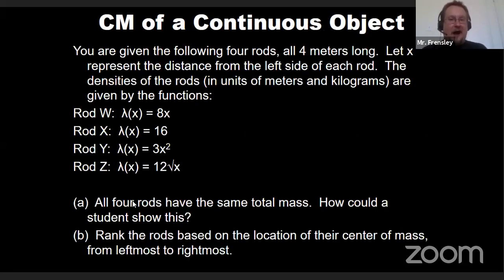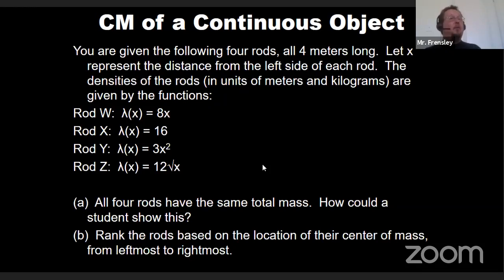You're given 4 rods. All of them are 4 meters long. Here are the different density functions for each one. Rods W, X, Y, Z have these density functions. Notice that the last one is the square root of x. And they're all 4 meters long. Part A: all 4 rods have the same total mass. I'm not asking you to prove it. I'm just asking you, how could you show that?